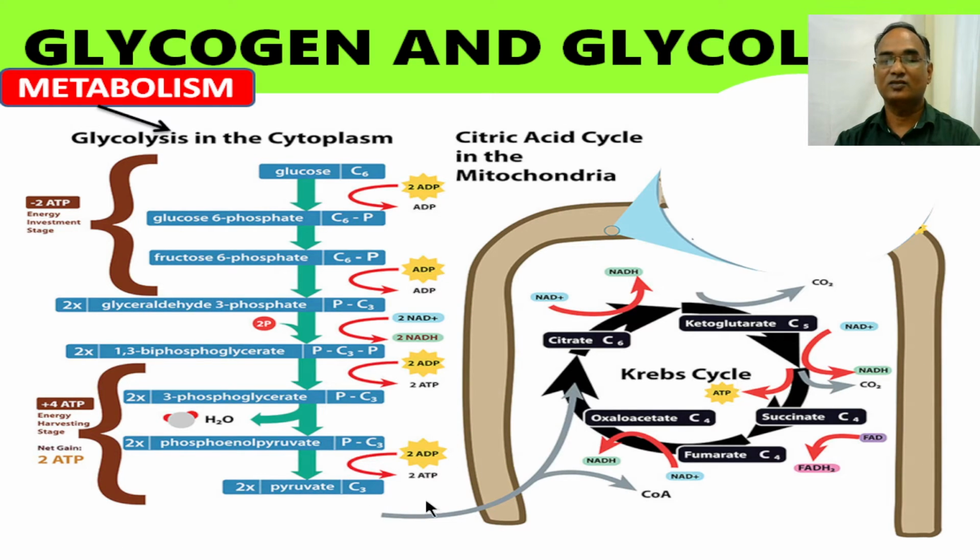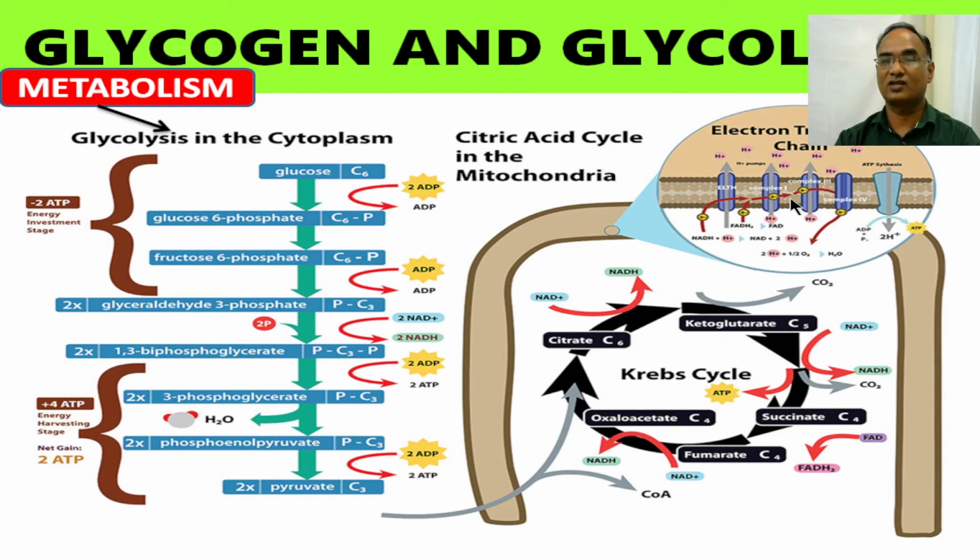It will enter into the Krebs cycle as acetyl CoA, with citric acid, citrate. This citrate is converted into ketoglutarate, succinate, fumarate, oxalate. So this cyclic process will run for the entire period of the metabolic process. At the end of the metabolic process, you will get some 12 ATP. These 12 ATP then go on to the electron transport chain.